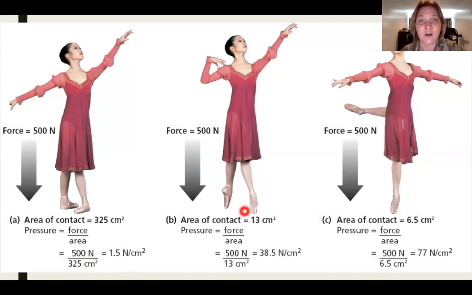Now, if she goes up on her points on 2 toes, that decreases the area of contact from 325 to 13. So now we have 500 newtons over 13, which is 38.5. So you can see how much the pressure increases by going up on her tippy toes. And if she goes onto 1 toe, the area of contact is then halved to 6.5, and you can see that the pressure is nearly doubled.